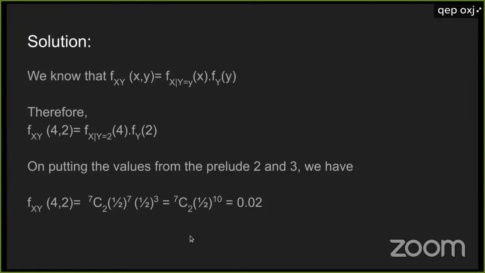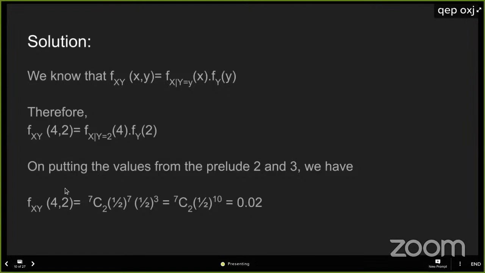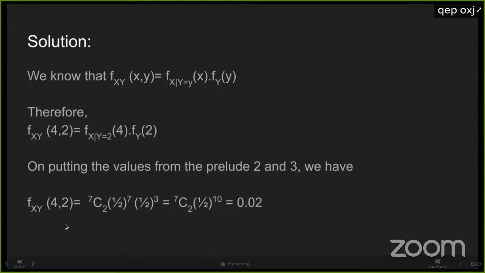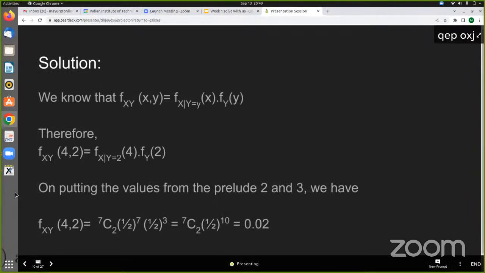Sir, can you please explain the value of 2 and 3? Because 4, 2 means there are 4 heads before tail. This joint density you're talking about, right? 4, 2. Actually, joint density is the intersection. I think in stats 1, if you have studied, this is very familiar.